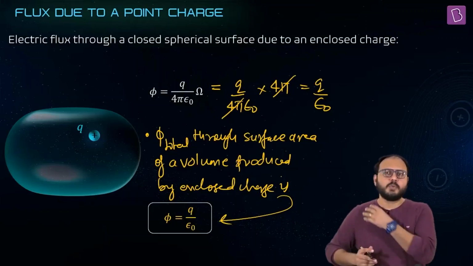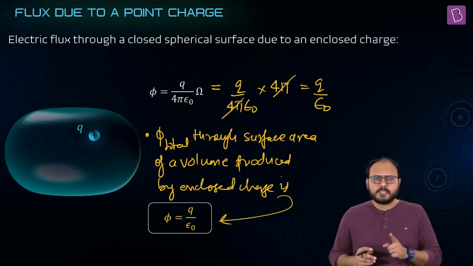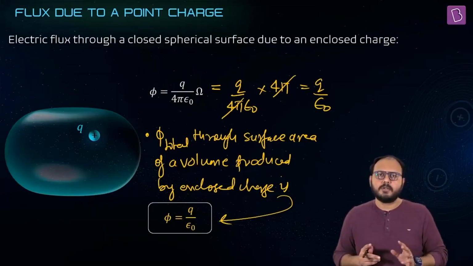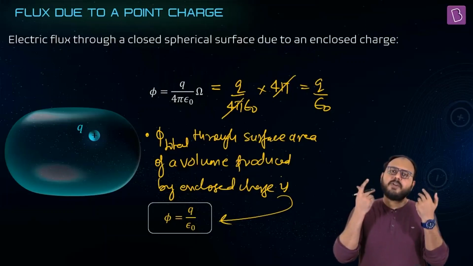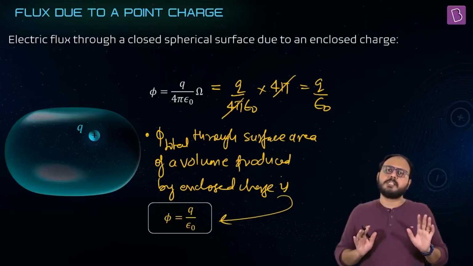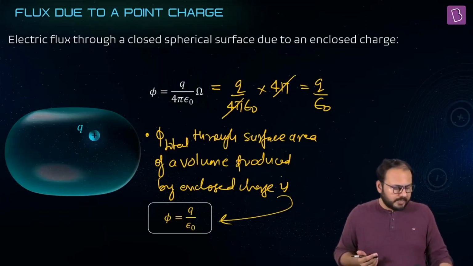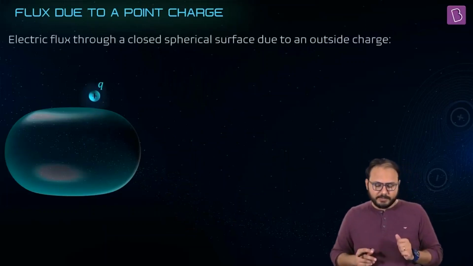Now, you learned two things. First, total flux through the surface of a volume produced by enclosed charge is what? Q by epsilon naught. Second thing you learned is that total flux by a charge itself is in totality q by epsilon naught. Perfect. Now you guessed it right. What's about to happen, sir?